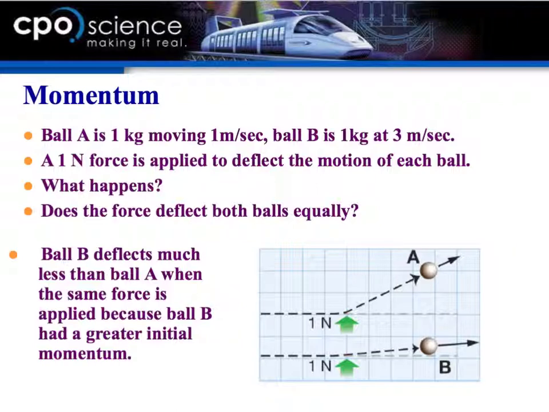No, it would not deflect both balls equally. Ball B deflects much less than ball A when the same force is applied because ball B had a greater initial momentum. So ball B wanted to keep moving in the same direction a lot more than ball A did.